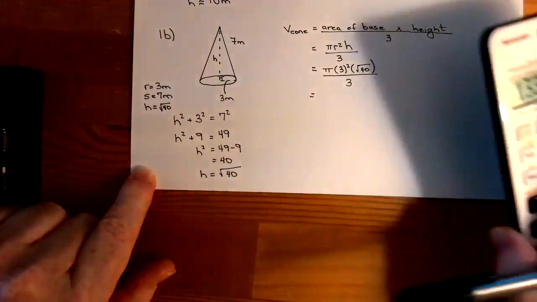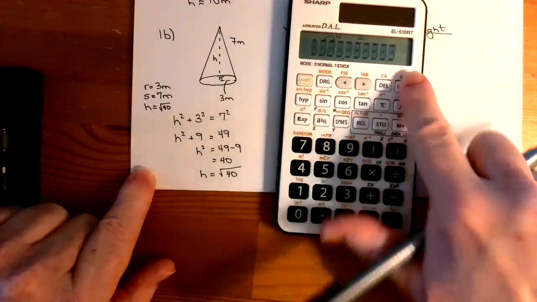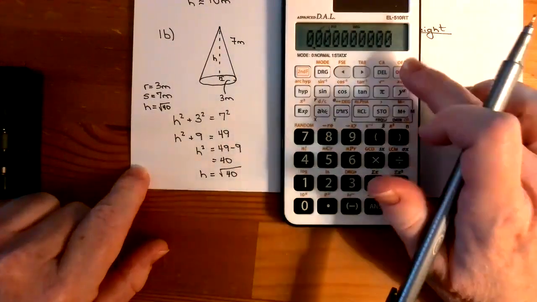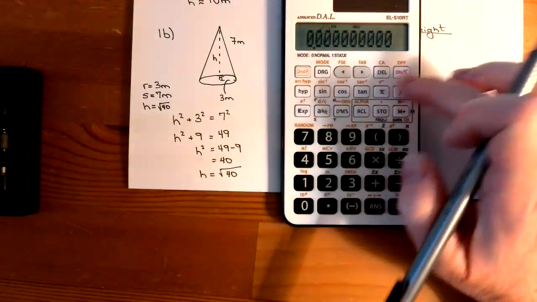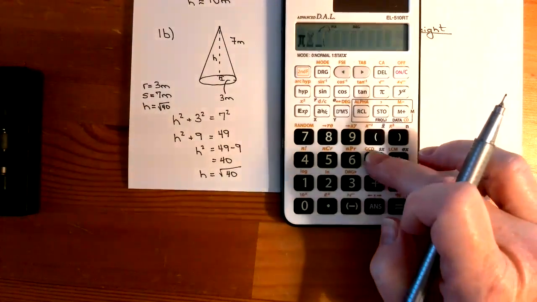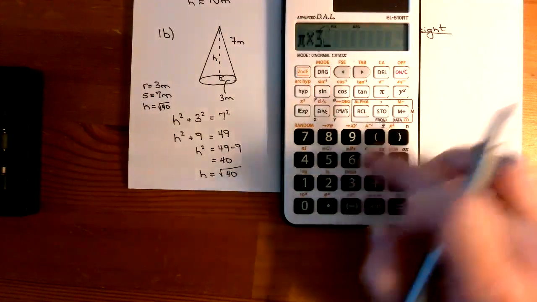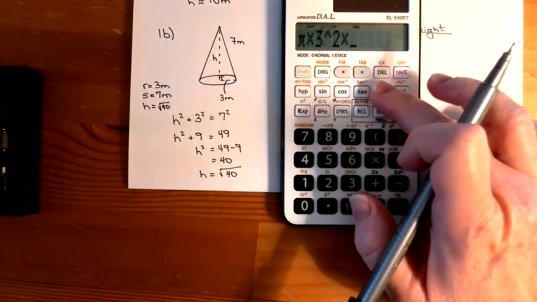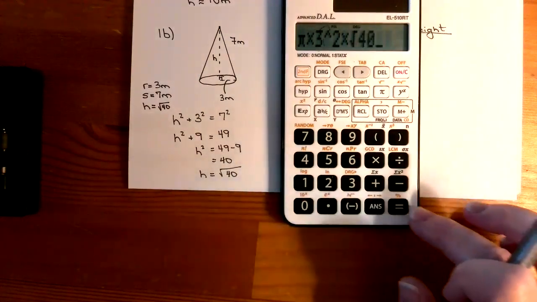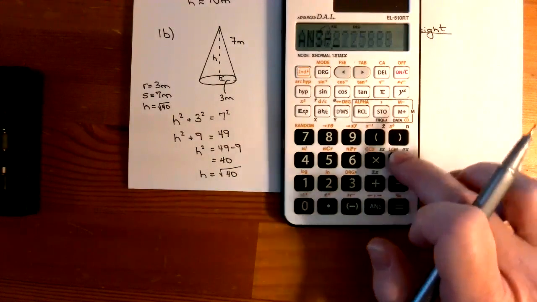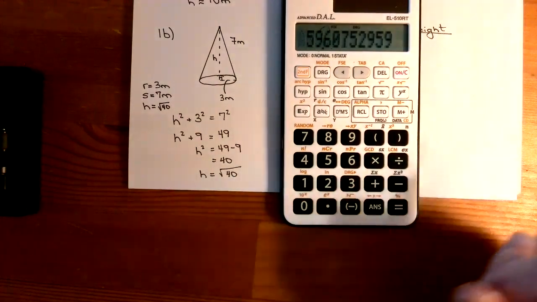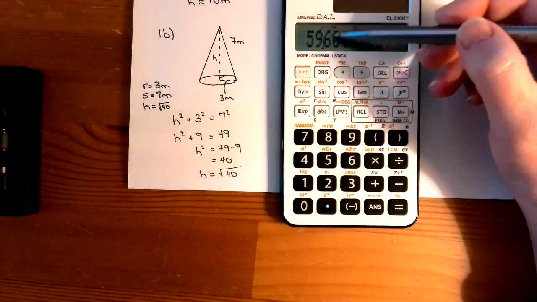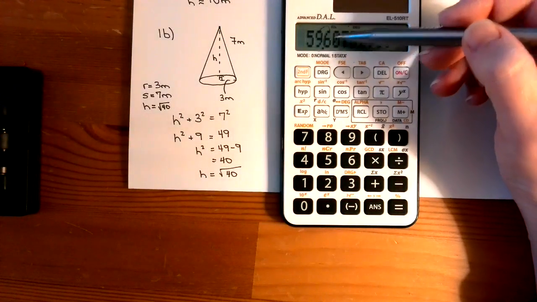Now I'm going to bring over the calculator. Again, I'm going to plug in my formula. So I have pi, and then I multiply that by the radius squared, so 3 squared, and then I multiply that by the root of 40. I get my answer and I divide it by 3. And so 59.6, if I look at the number after the 6, it's a 0. So that means the 6 doesn't change.